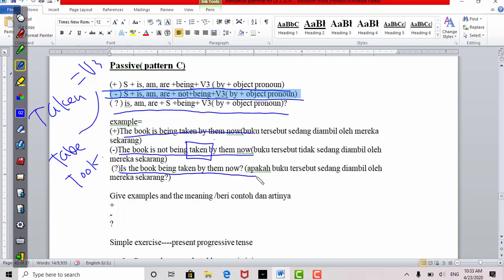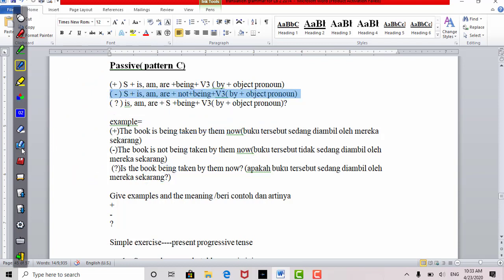Apakah buku tersebut sedang diambil oleh mereka sekarang? Remember, when you talk about present progressive, you always or mostly always use sekarang, now or right now, to show that this one is present progressive. Alright, so the pattern C, the formulation to make you clear over here, I will rewrite. So it will be subject plus to be is, are. You choose the correct to be that you will use for your subject.